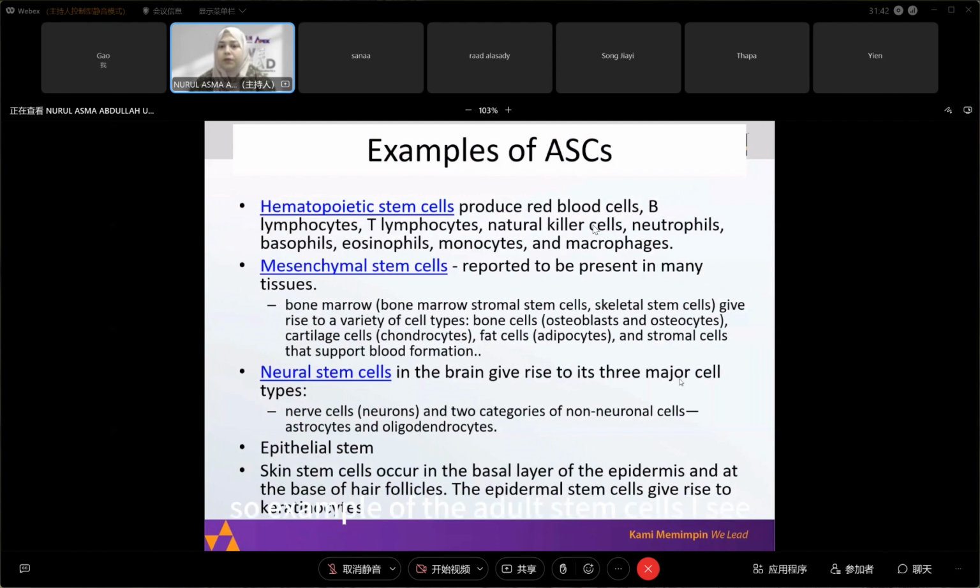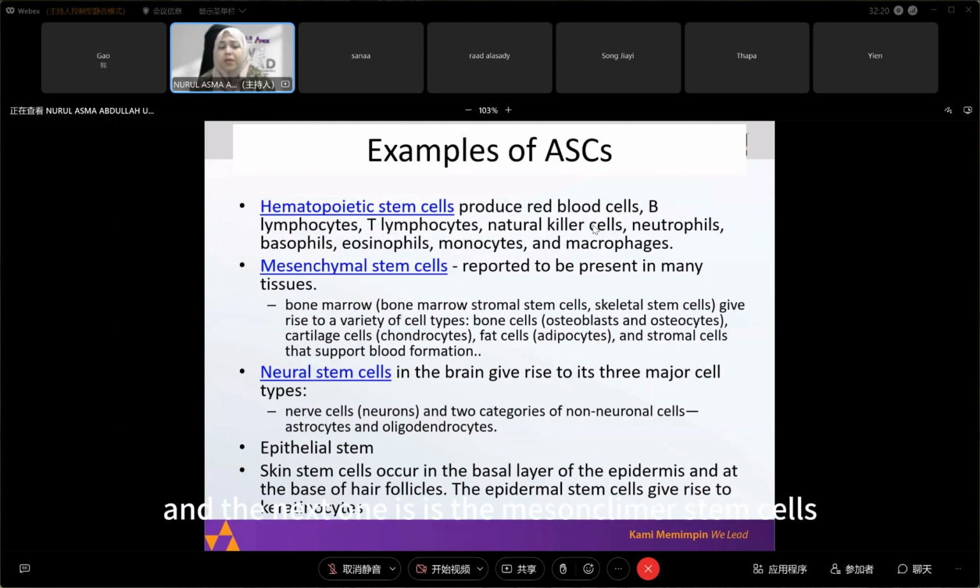An example of an adult stem cell, ASC, the first one and the easiest to isolate, is the hematopoietic stem cells. These hematopoietic stem cells are of blood origin. They are used to produce our blood cells, including B cells, T cells, and all the leukocytes. This one is the easiest to isolate. It can be isolated via your blood or via the lymph nodes.